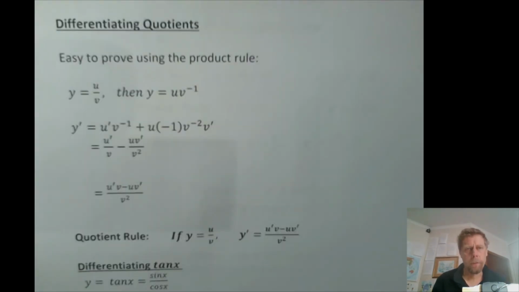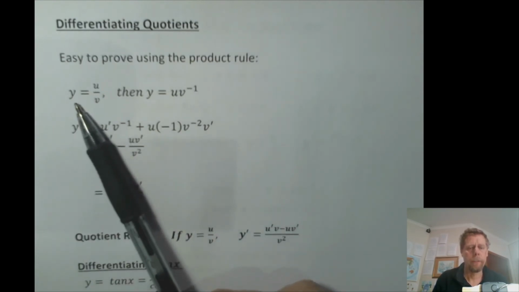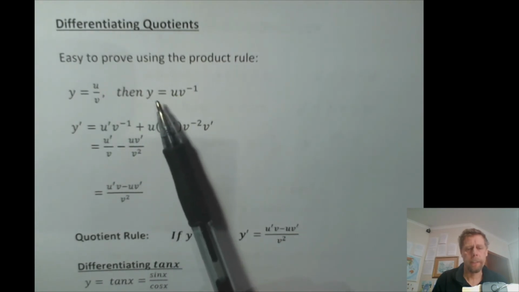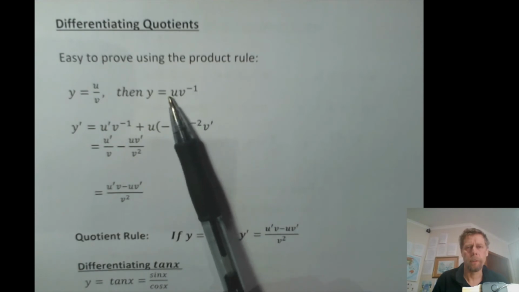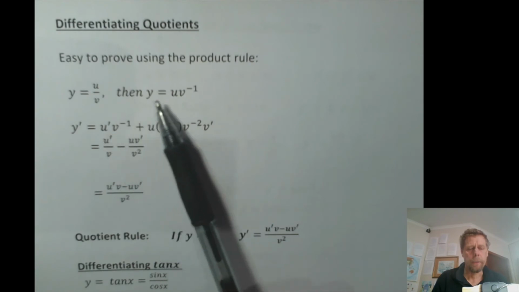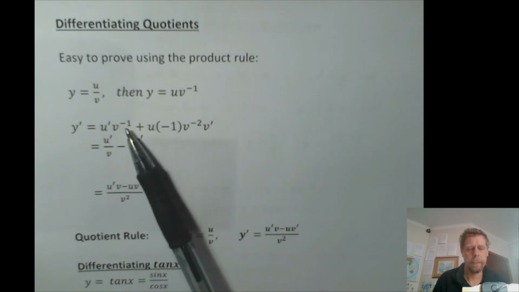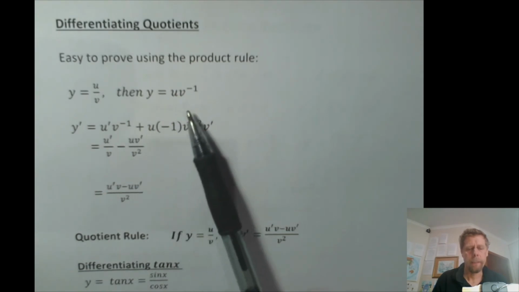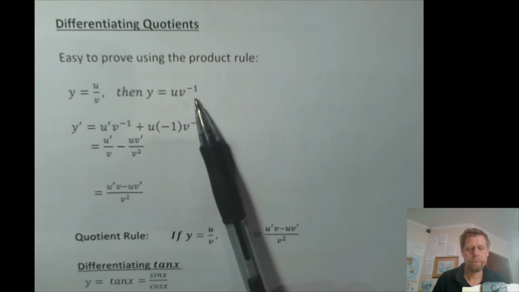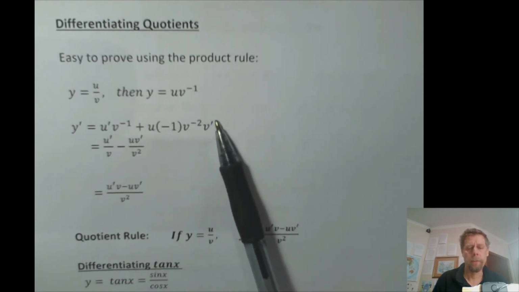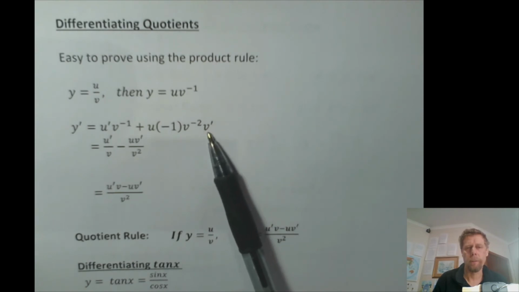We can use the product rule to differentiate quotients, and it's easy to prove. For example, if we have y equals u divided by v, then y can also be written as u times v to the minus 1, which is simply a product of two functions. So y dash equals u dash times v to the minus 1, that function remains as it is. And then plus u times, now we must differentiate v to the minus 1. Bring the minus 1 to the front, it becomes v to the minus 2. And then don't forget, you also need to differentiate v, so we call it v dash.